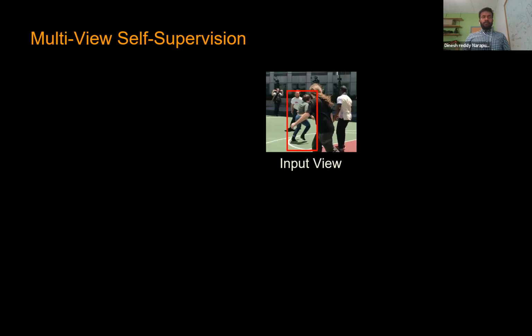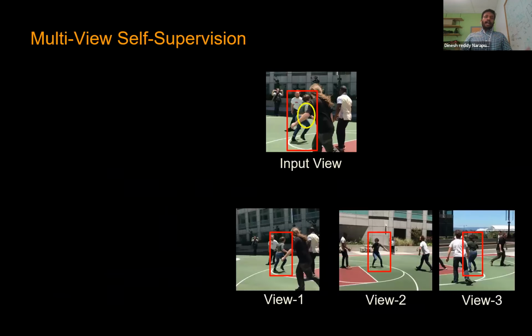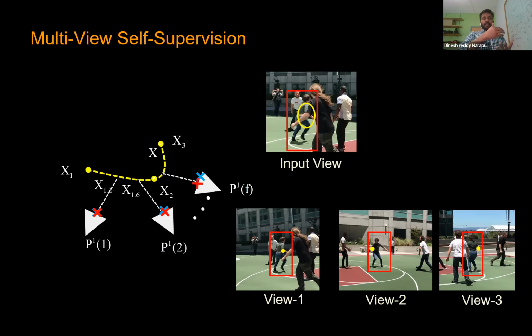So given an input view, we want to localize the left arm of this person, which is occluded. The assumption in our case is we have a multi-camera view of this person at the same time instance, and we use some kind of a detector framework and detect the elbow in all these images. And then we run a structure from motion on this particular pixel using these camera observations.